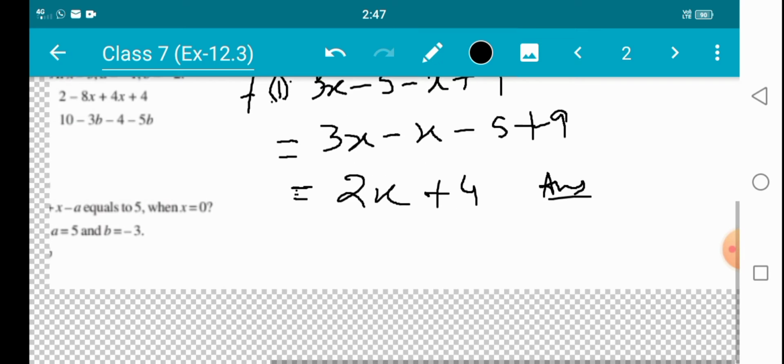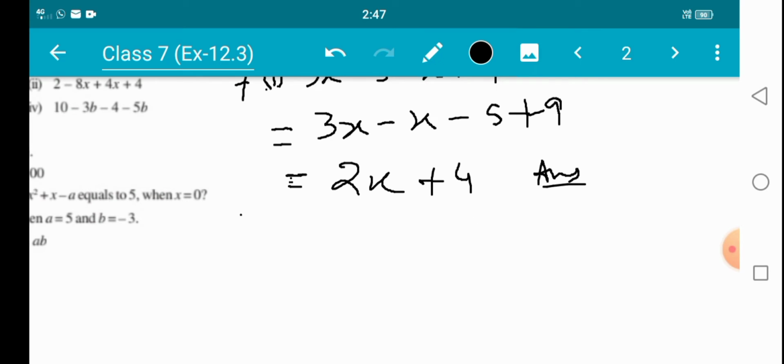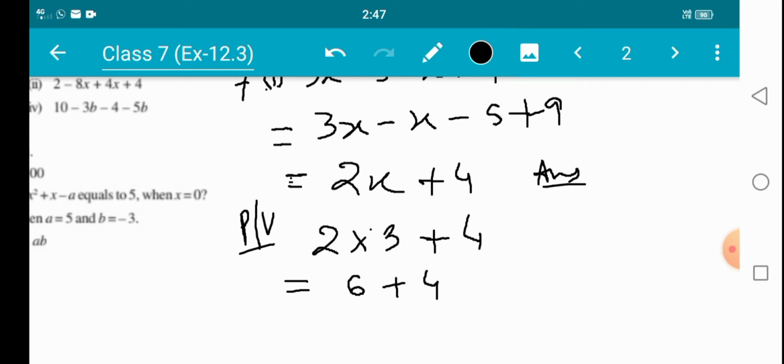So first answer is this one, the answer of the simplification. After simplifying you have to put the value. What is the value? Value of x is 3. In this question you can see that value of x is 3. So 2 into 3 plus 4. Now it will be 6 plus 4, and the result is 10.